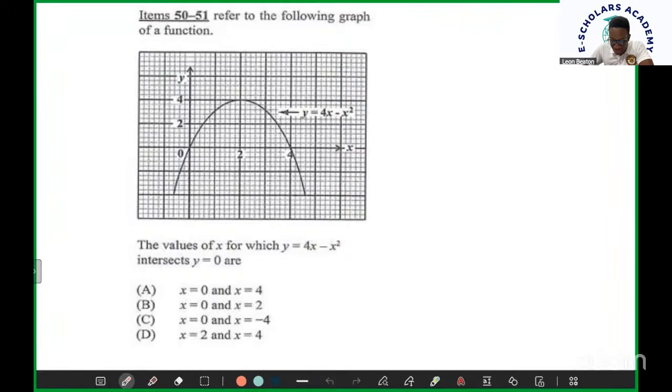Anyways, the values of x for which y is equal to 4x minus x squared, in this graph, y equals 0 are... So y equals 0. Here we have all the values of y, and y equals 0 would be right here. So for the values of x for which y is equal to 0, we just got to see all the values in which the point crosses the x-axis, which is the line y equals 0. So the values there would be x equals 0 and x equals 4. This is simply A.